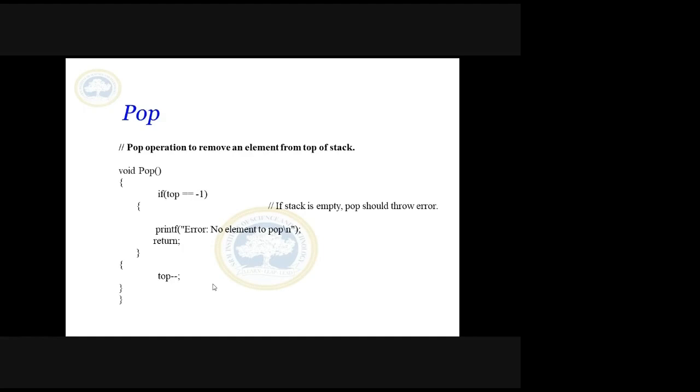Here, while inserting, you have to put the element inside the array, so you are giving a of plus top. Here you are giving a of top, and then top minus minus. Once the condition is not satisfied, pop will automatically remove the element and the pointer will decrement, top minus minus. Okay, so this is what is given here in the pop operation.